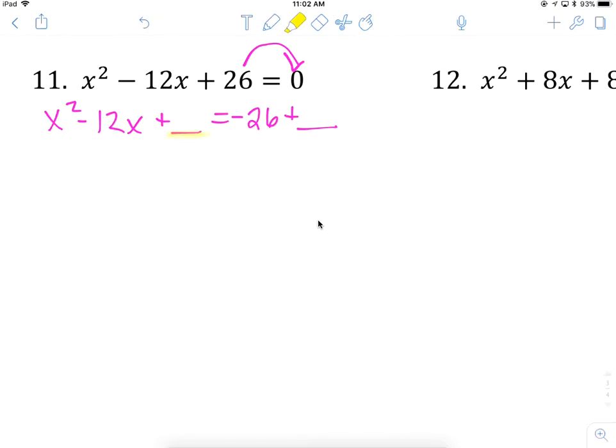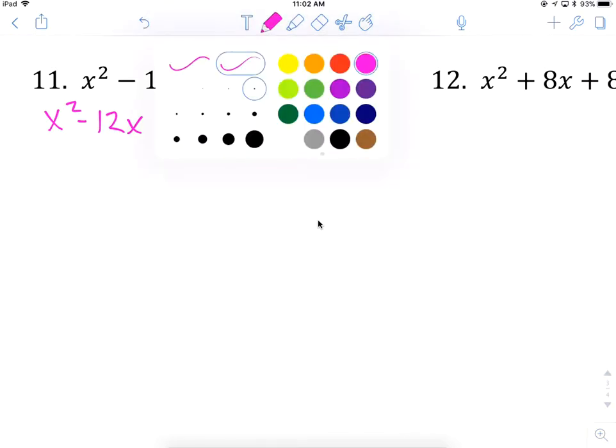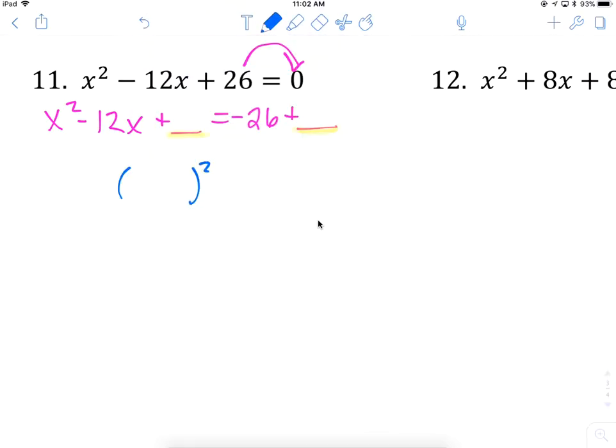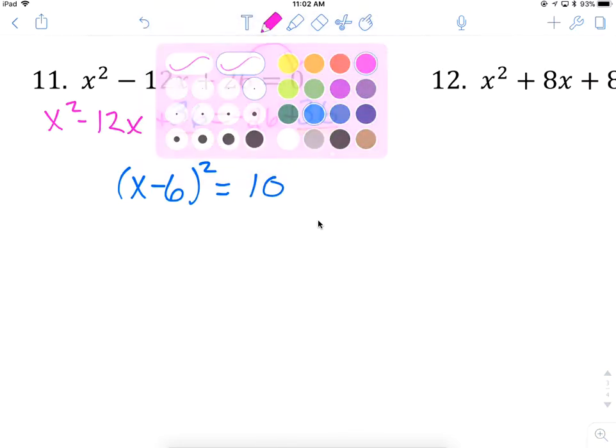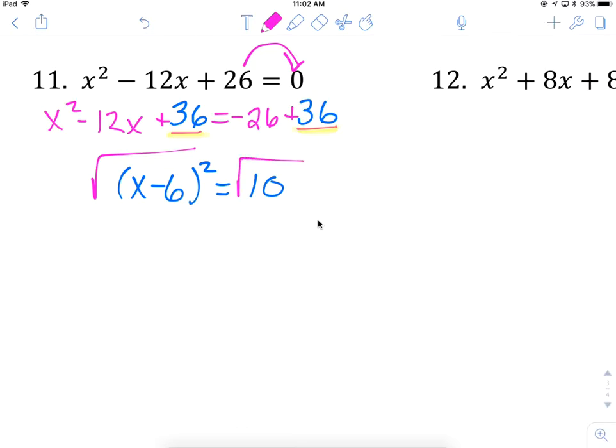All right, so let's go ahead and set up our square so we can see what we need to make that work. Half of negative 12 is negative 6, so we're doing x minus 6. Negative 6 squared makes a 36, so that's what I'm putting in my blank. And then I'm combining negative 26 plus 36 makes a 10. We're ready to solve by square rooting on both sides, except right now you'll notice that 10 is not a perfect square, so let's simplify it.